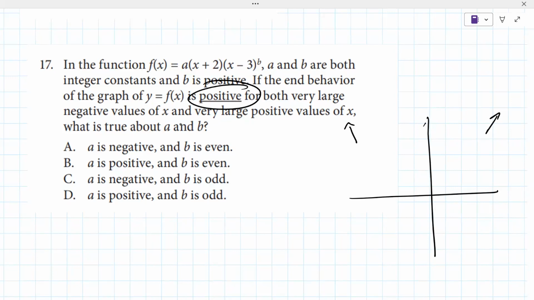It's easier to look at a. We already talked about this. a has to be positive for this to happen, because positive a is going to multiply whatever this is right here, and it's just got to be positive. If it were negative, they would both open down. So that gets rid of 2 answers.